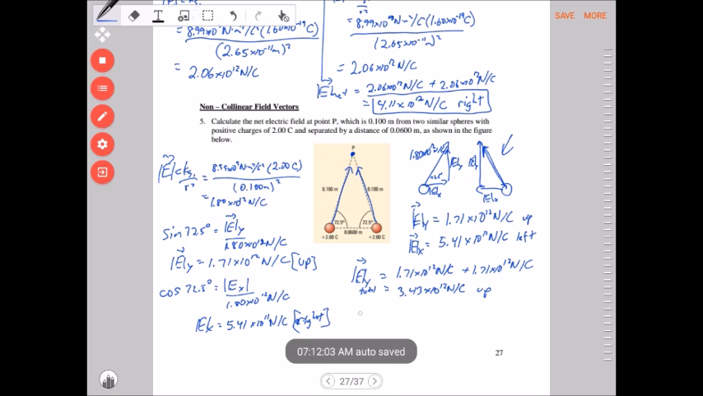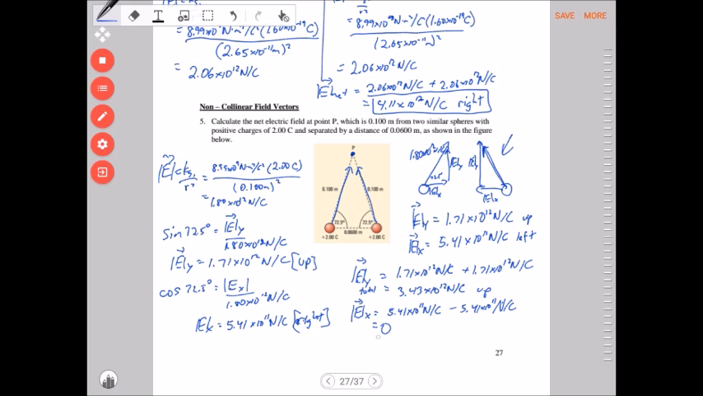And then, of course, EX is going to be 5.41 times 10 to the 11 newtons per coulomb minus 5.41 times 10 to the 11 newtons per coulomb. Oh goodness, so the EX works out to 0, which is exactly what we said it would, but I just wanted to show you the calculations.